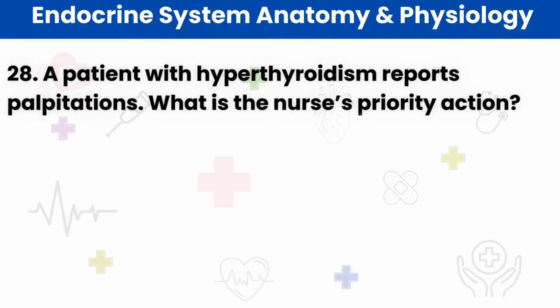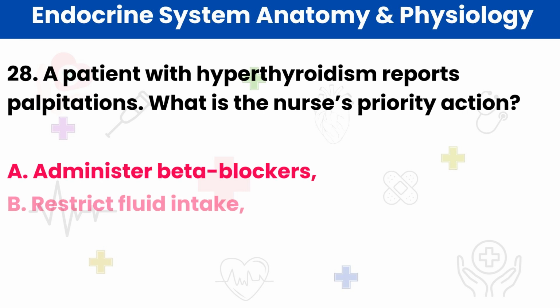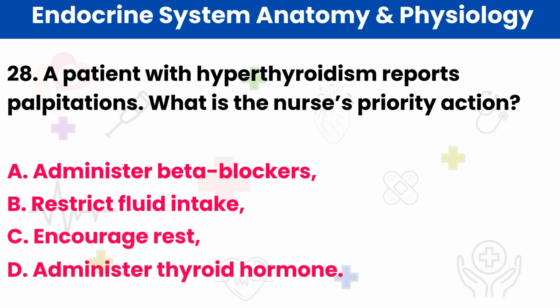28. A patient with hyperthyroidism reports palpitations. What is the nurse's priority action? A. Administer beta blockers. B. Restrict fluid intake. C. Encourage rest. D. Administer thyroid hormone.